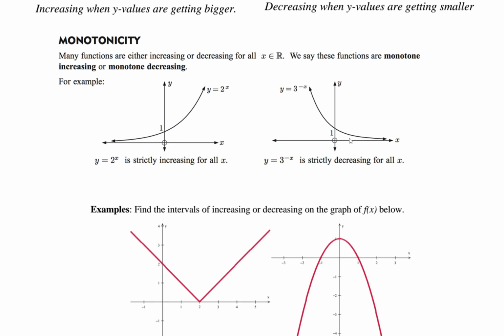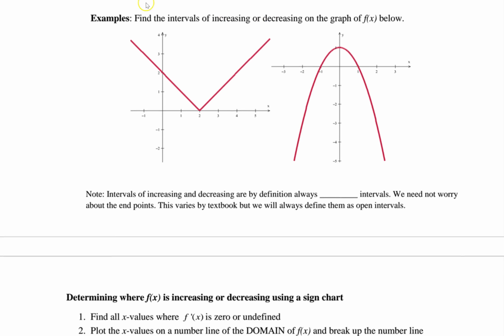Monotonicity is a fancy word you don't really care too much about right now, but mono means one, and monotonicity means it's only doing one or the other. It's either all increasing or all decreasing. So anytime you have a thing that's going either one or the other, it's called monotonic.